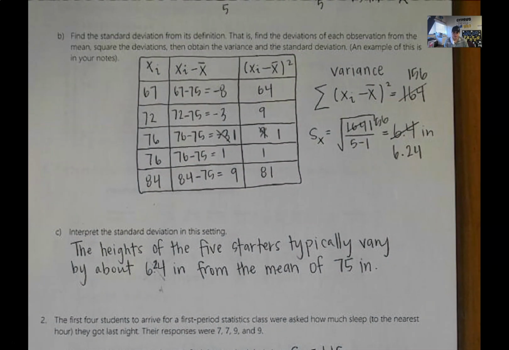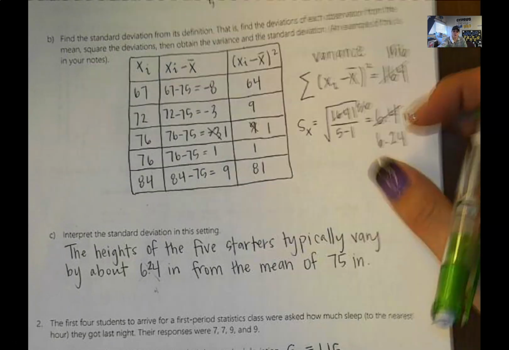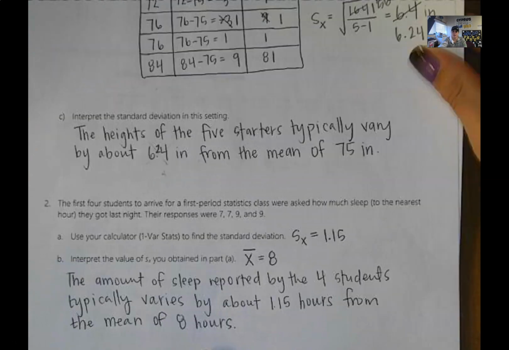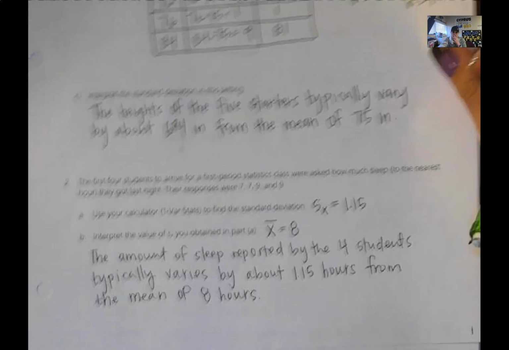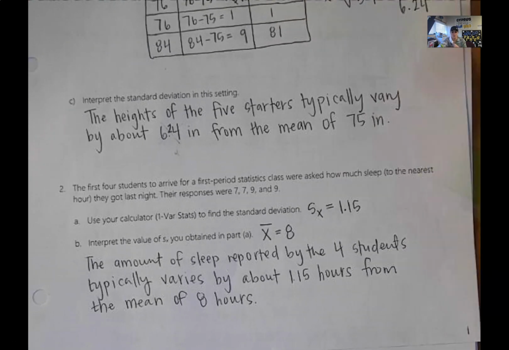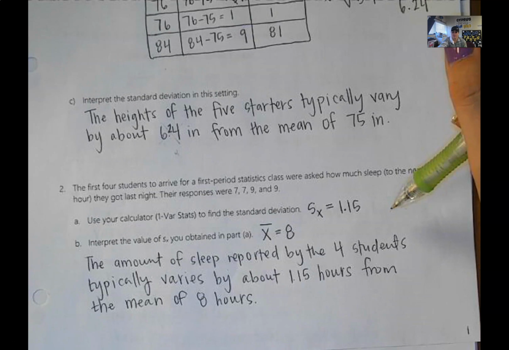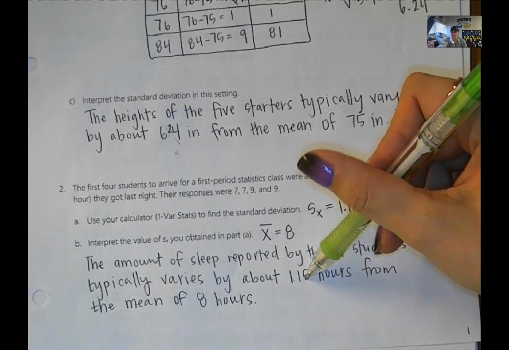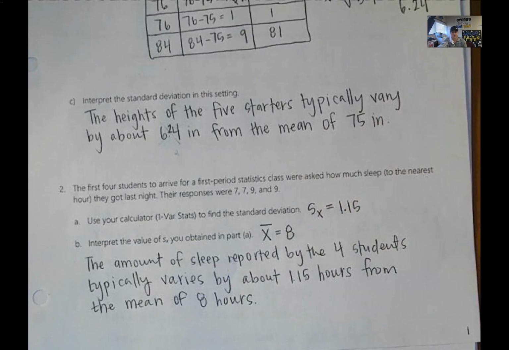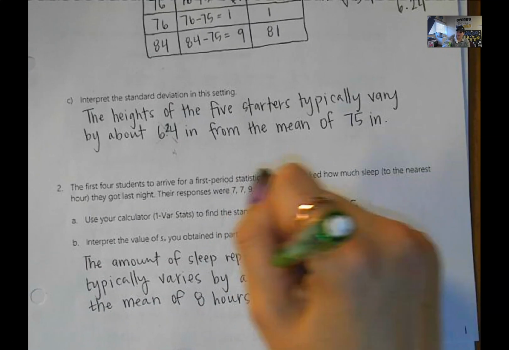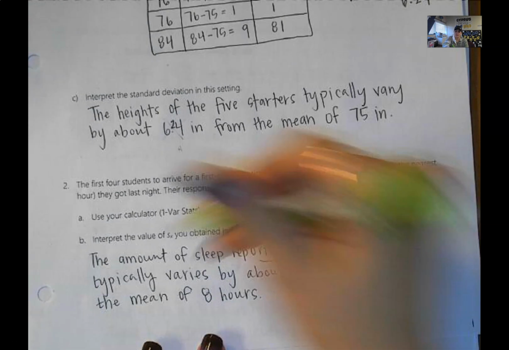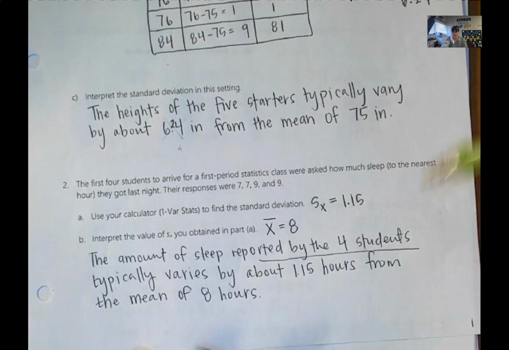Okay, 2. The first 4 students arrived, so we use our calculator on that one. I got a standard deviation of 1.15, and to interpret it, you needed the mean, which ended up being 8. The amount of sleep reported by the 4 students typically varies by about 1.15 hours from the mean of 8 hours. I would write by the 4 students, or at least the amount of sleep reported.